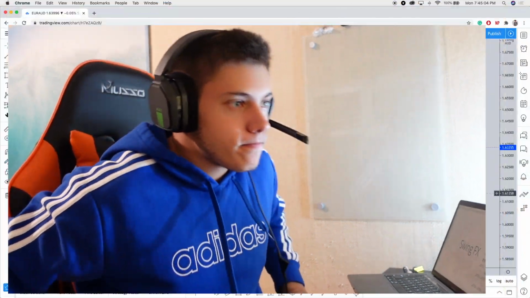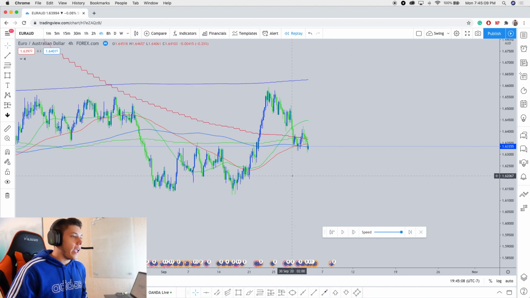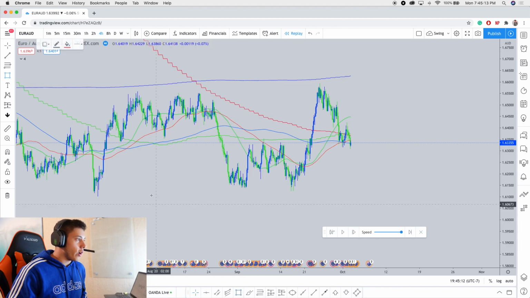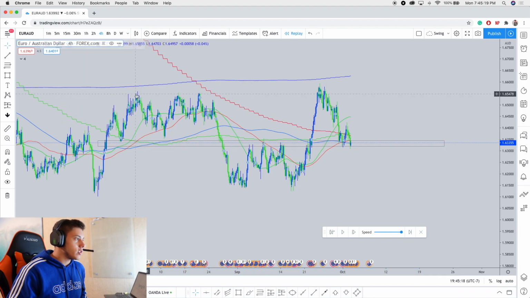But yeah, without further ado, let's hop over to the charts and see what we're dealing with here. So here is Euro AUD. This is what the chart looked like before I took the trade. Just starting off here, we have this level, right? This very respected level the price was sitting at.